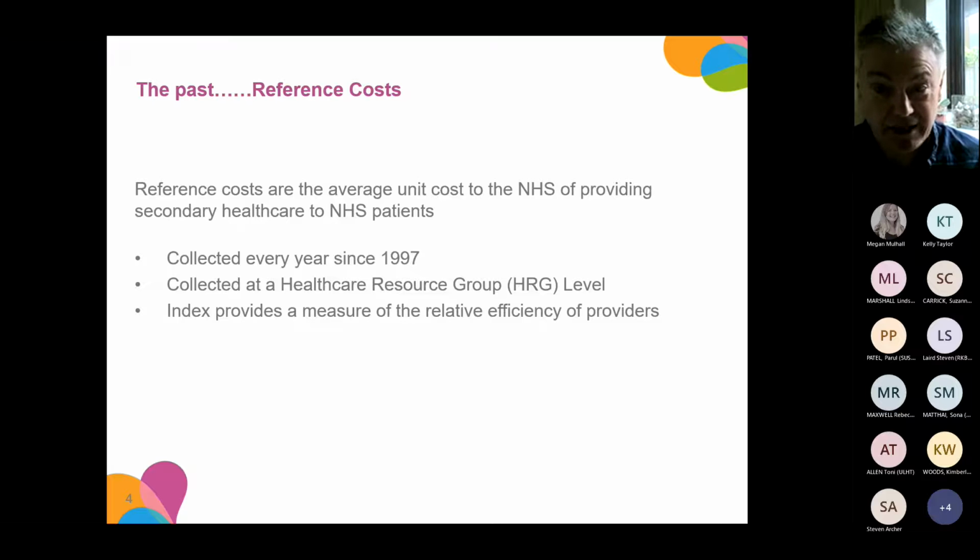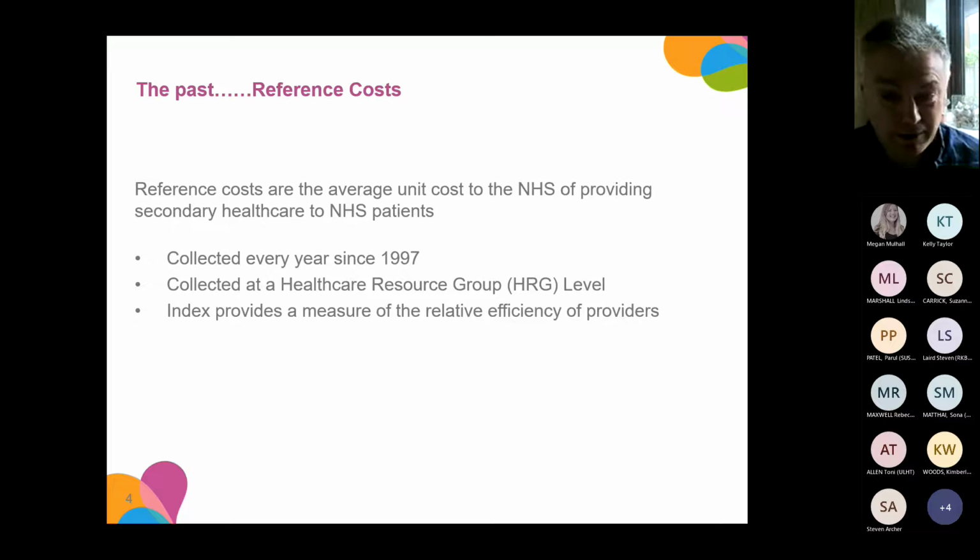And every trust will get the same level of income. So for a knee operation with minor complications, it might be, say, £5,000, and every trust would get £5,000 regardless of what that costs. And that £5,000 is based on a national average. So we're able to look at the cost at HRG level of any trust that's doing similar operations to us in Nottingham, and that's how we do the benchmarking.